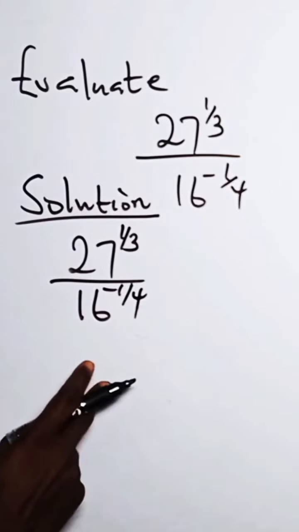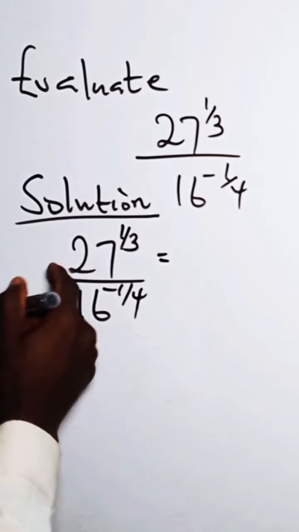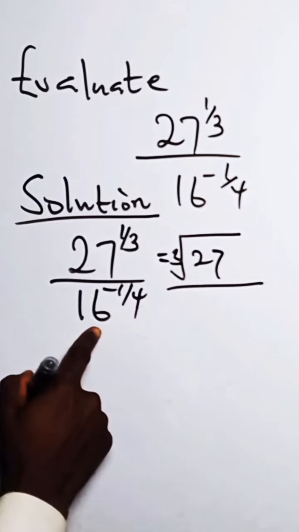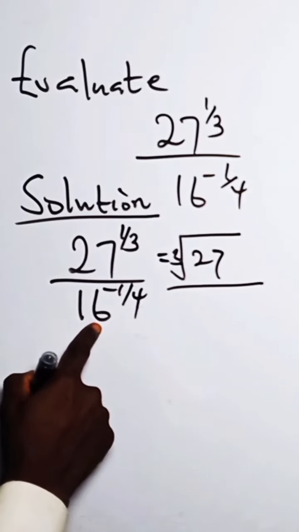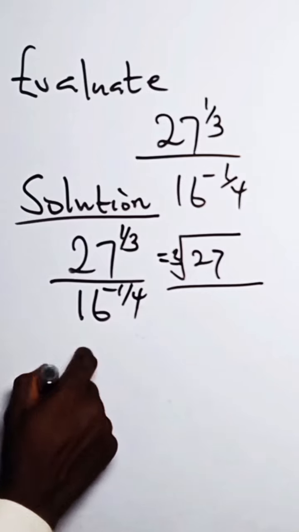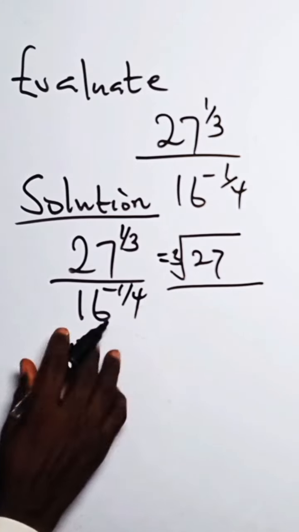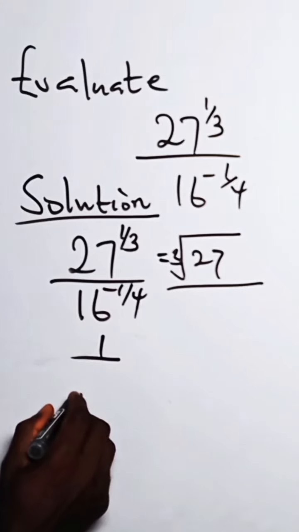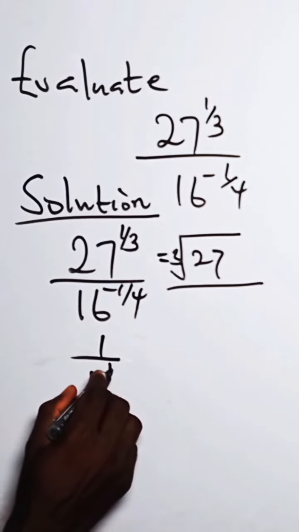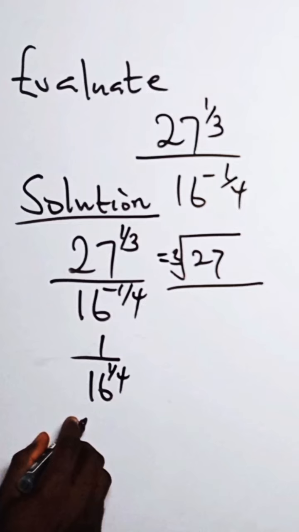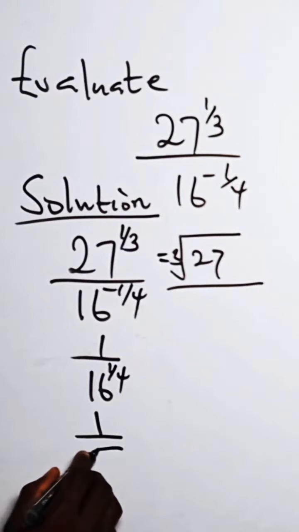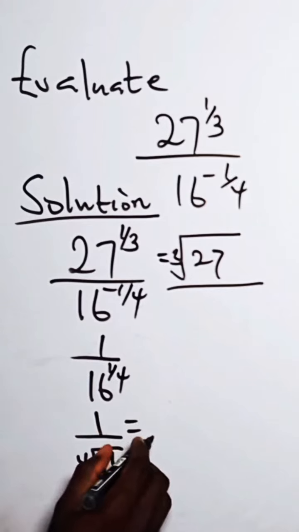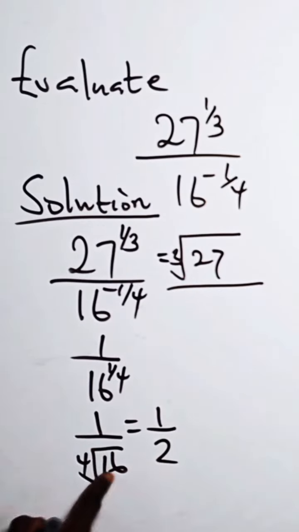Okay, so we can write this as the cube root of 27 over, so for 16 raised to minus 1 over 4, we can write this as this. We introduce 1 as a result of this bar, so we have this as 16 raised to 1 over 4, which is the same as saying 1 over the 4th root of 16, which is equivalent to 1 over 2.